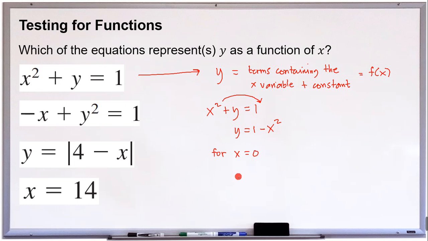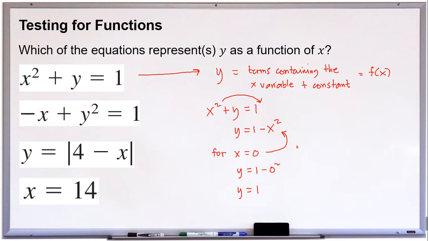By the way, for the last step, you have the freedom to select any value of x as long as it is a real number. For my example, I'm going to choose x is equal to 0. For x is equal to 0, the next thing that you should do is substitute this in our modified equation. So you have y is equal to 1 minus 0 squared. So you have y is equal to 1.